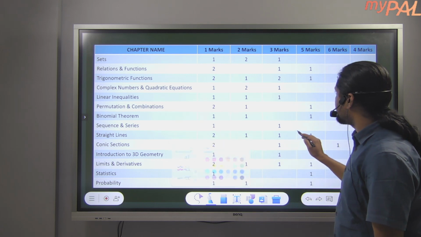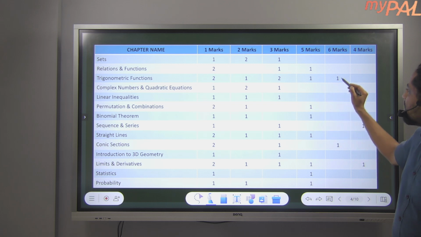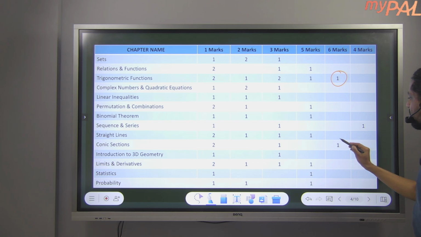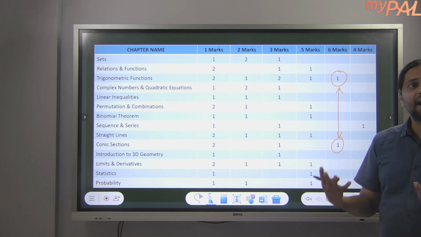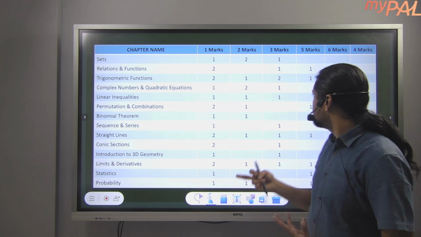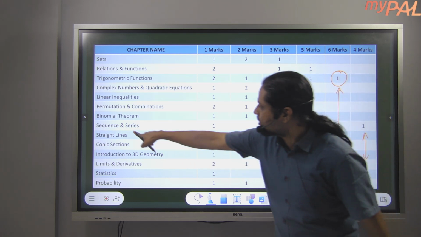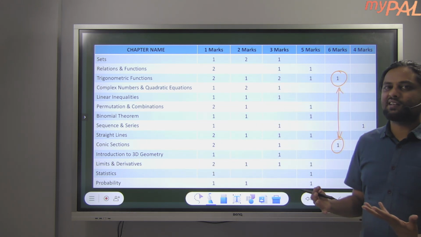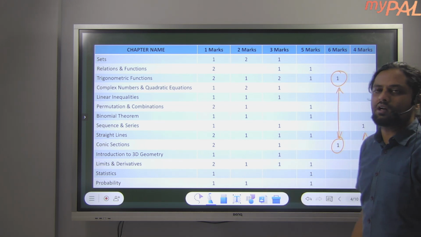So as I was talking about the last 6 marker, I'll explain this process again. For the last 6 marker, you have either a question from trigonometric functions or you have a question from conic sections. So you definitely know which are the two 6 markers that are gonna turn up, so you can be prepared for what's happening. Clear? Either from here or from here. Same way for a 4 marker, you have a question either from sequence and series or from limits and derivatives. So we are pretty sure where it is coming from. But again, we also know about the choice that is gonna turn up.